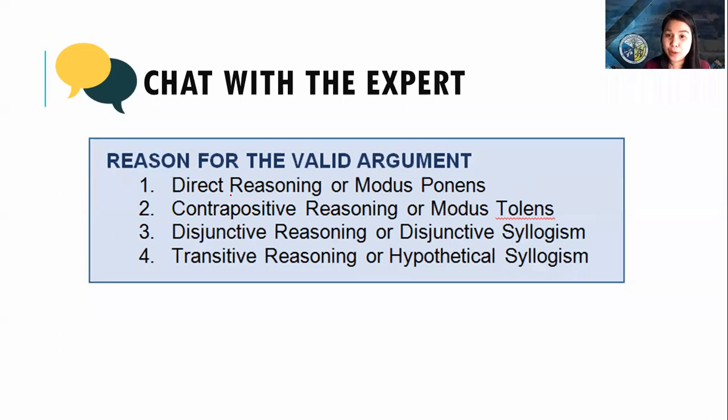First is direct reasoning, or modus ponens. Second is contrapositive reasoning, or modus tollens. The third is disjunctive reasoning, or disjunctive syllogism. And the last is transitive reasoning, or hypothetical syllogism. The ones that I underlined are the common terms that we use: modus ponens, modus tollens, disjunctive reasoning, and transitive reasoning. Let me start with modus ponens.